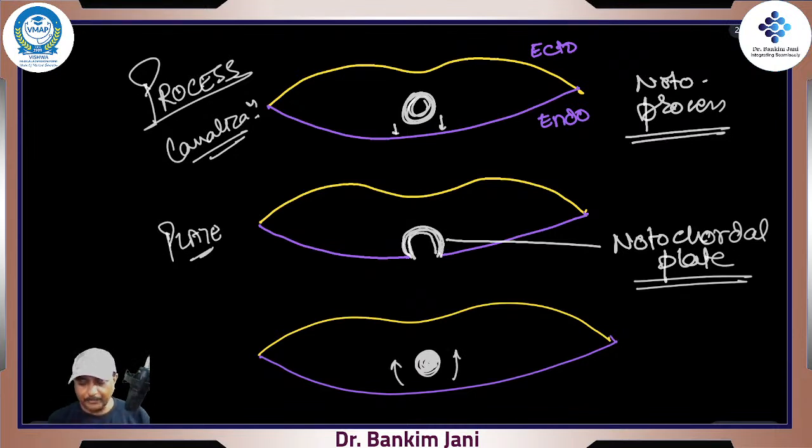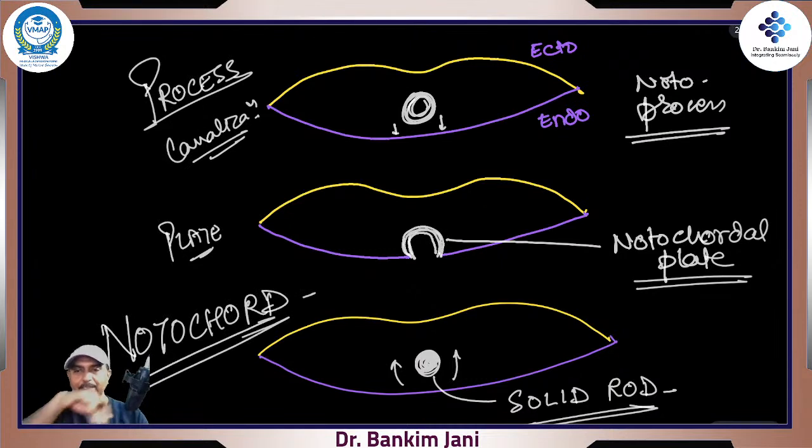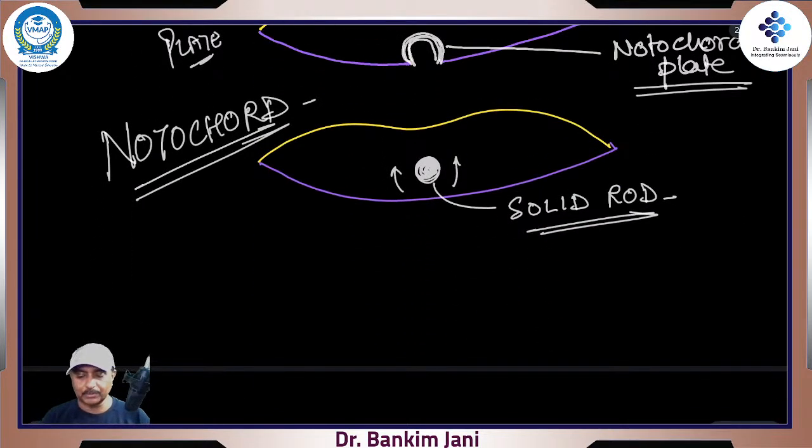When it starts going back, now this is like a solid rod, and this rod is called the notochord. So in a figure, when it is said that this is ectoderm, this is endoderm, and in between we just draw this notochord, actually the notochord goes into this formation. This is why it goes like this.